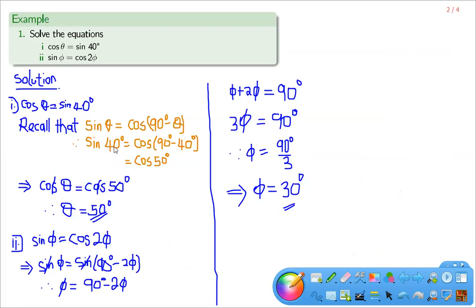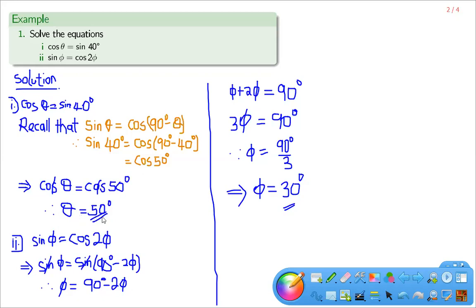Now, since sine 40 degrees equals cos 50 degrees, we do some substitution in the given equation. Wherever we see sine 40 degrees, we replace it with cos 50 degrees. By doing that substitution, we have cos theta equals cos 50 degrees. Comparing the values at the front of cos, they will be equal. So therefore theta is 50 degrees.